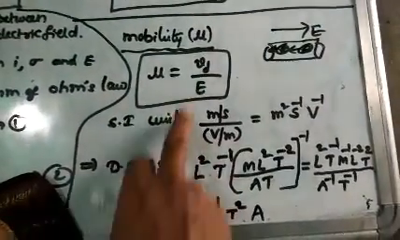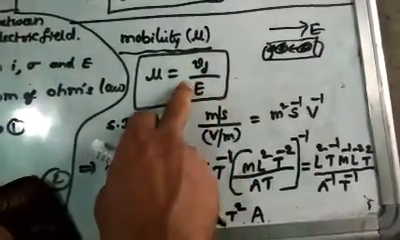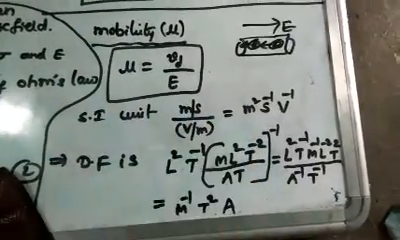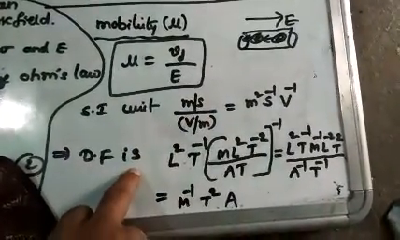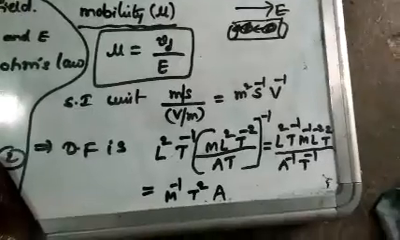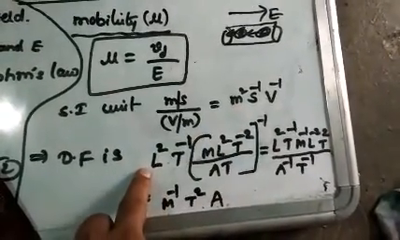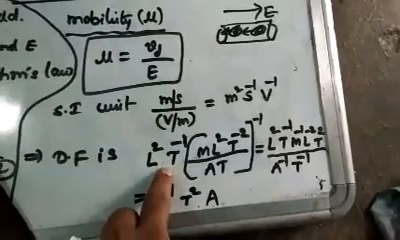So the SI unit you can write: for velocity, meter per second; for electric field, volt per meter. So reverse this, you will get the answer. Try to write down the dimension formula, you will get the answer like this. Meter means dimension formula L, squared, second power T to the power minus 1.